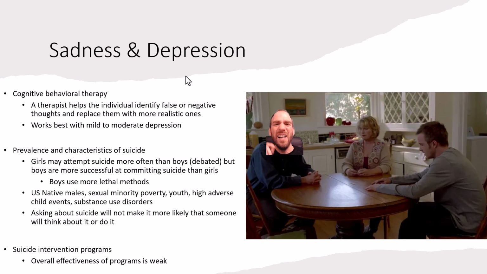Characteristics of suicide. Again, there's a debate whether girls attempt suicide more than boys. Some sources say they don't, some say they do, and it's only a little. It's very difficult to measure for self-evident reasons. But we do know that boys are more successful at committing suicide than girls, and this is, as stated, because of the methods. Girls are more likely to try to commit suicide through some combination of pills or something like that, like poisoning.